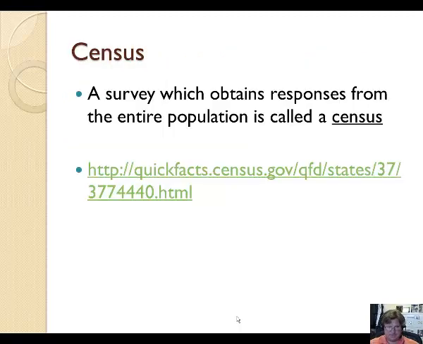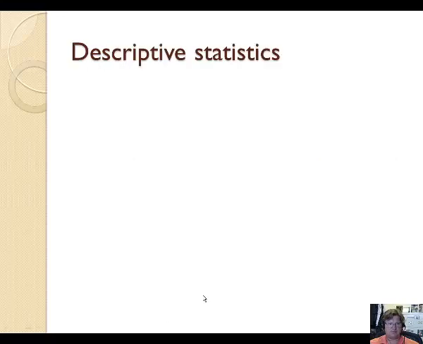A census is a special kind of survey which obtains responses from the entire population. And if you click on this link, you can see some census data from the different states, including North Carolina.